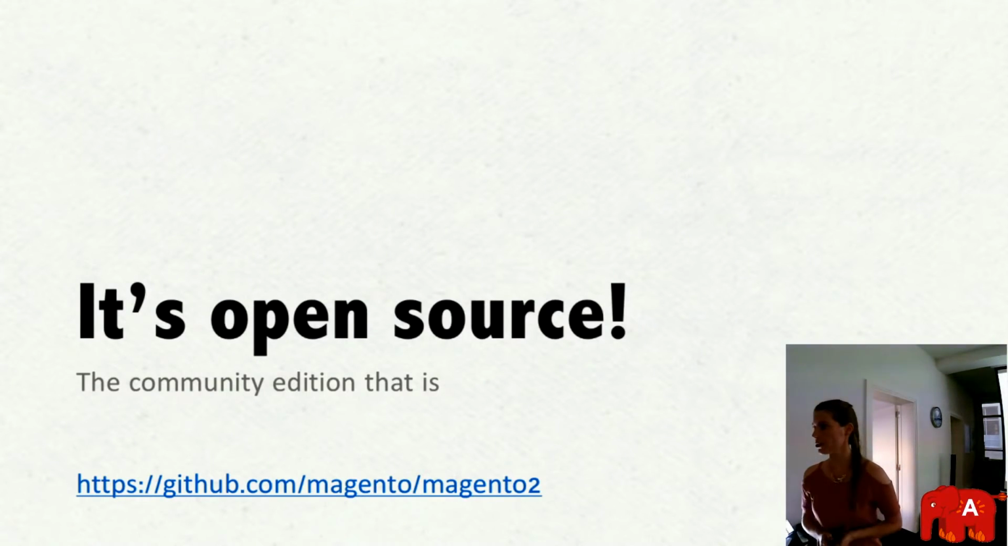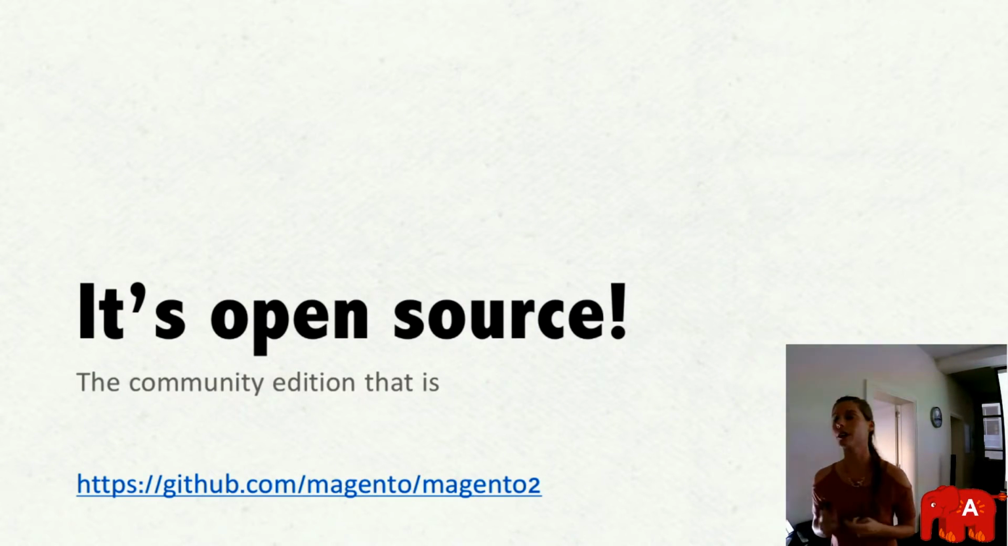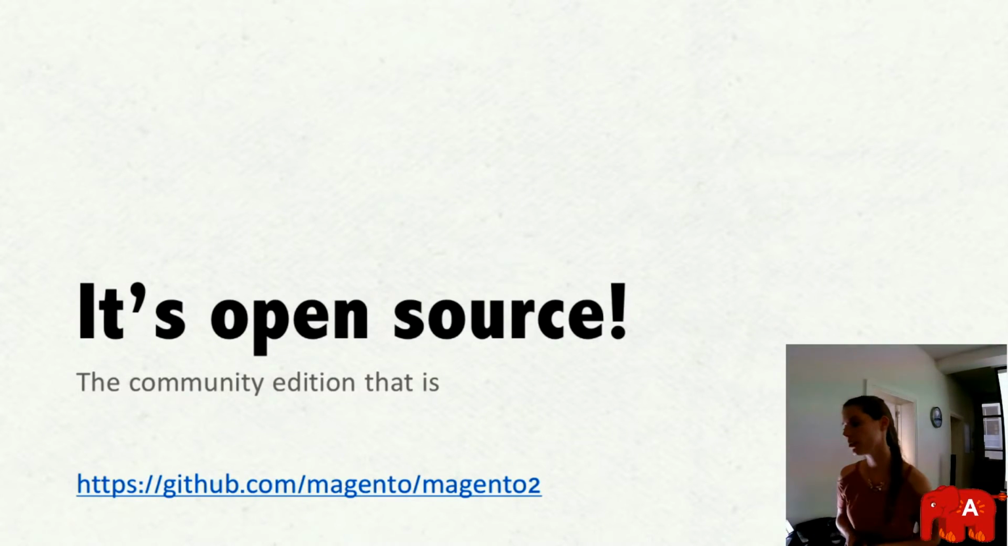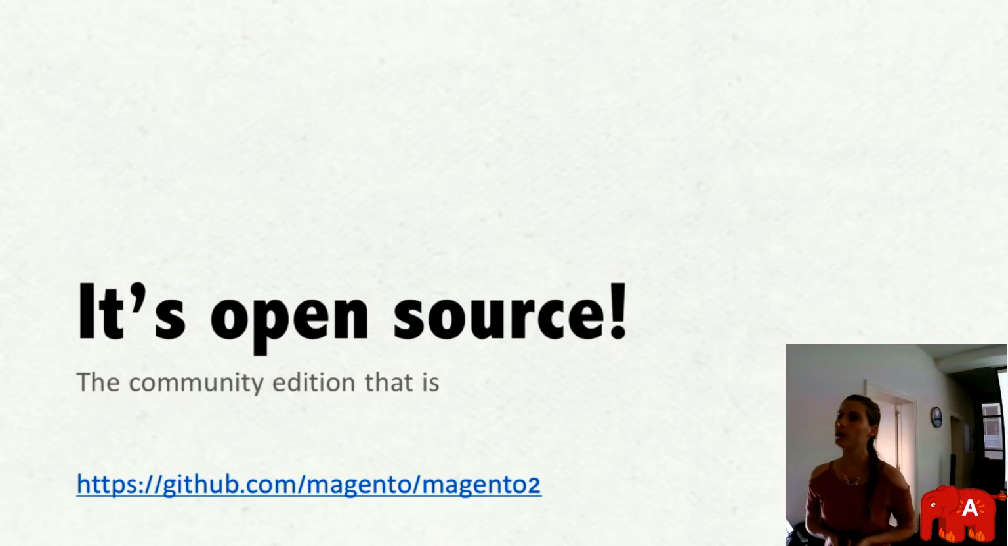Magento is open source. You have 3 editions. You have the Enterprise Edition, you have the Enterprise Cloud Edition, and you have the Community Edition. For the first 2, the Enterprise Editions, you'll need to pay a license fee, but the Community Edition is completely free. It's also available on GitHub. The link is on the slide if you would like to know. And they're open for pull requests.